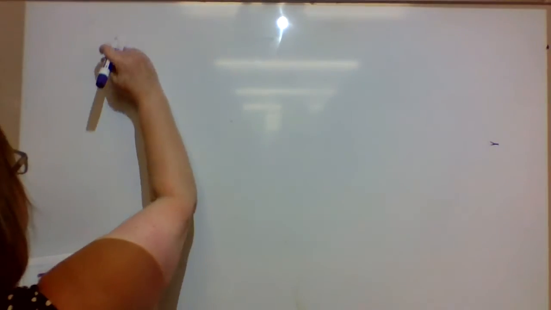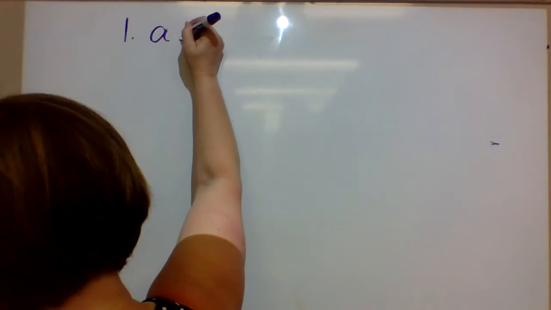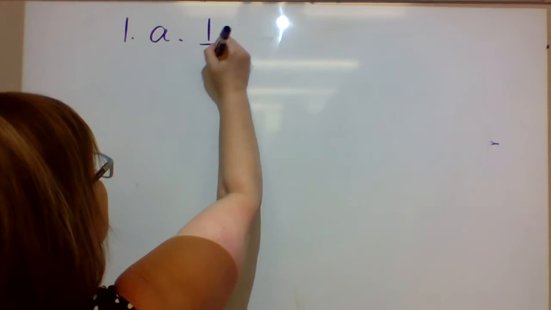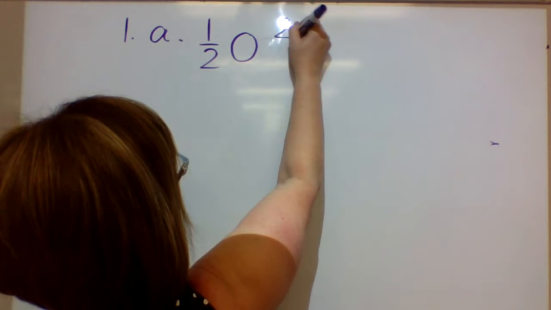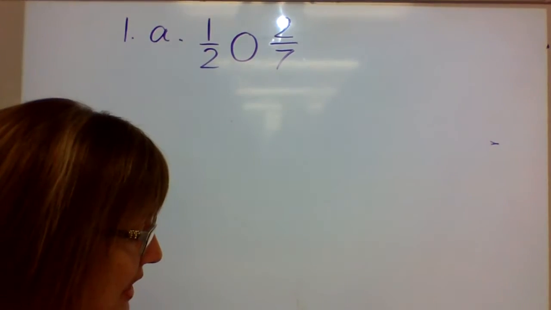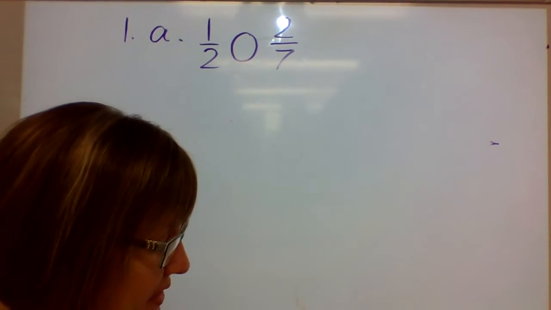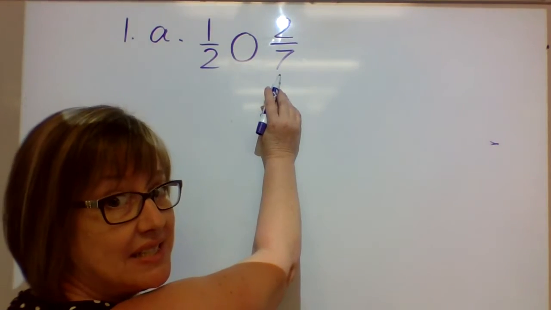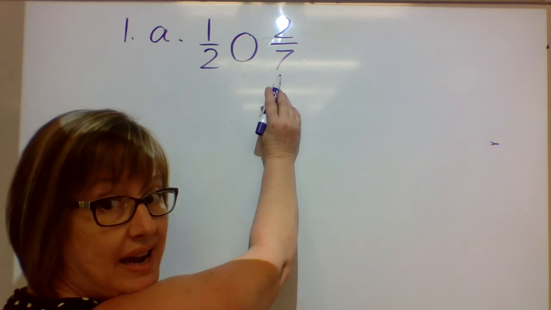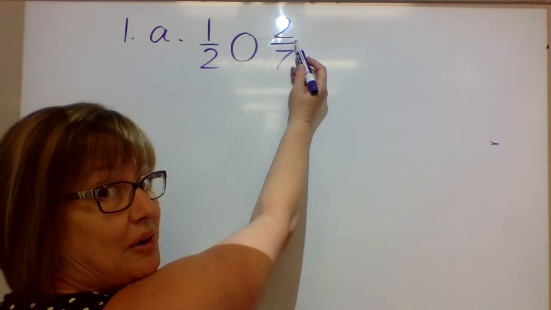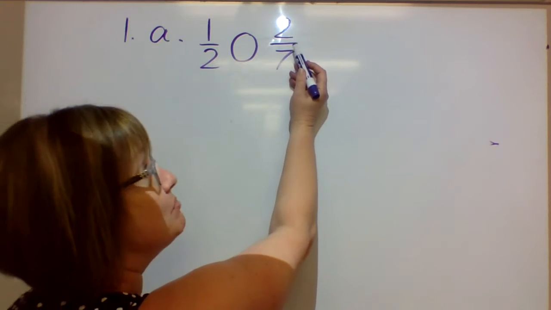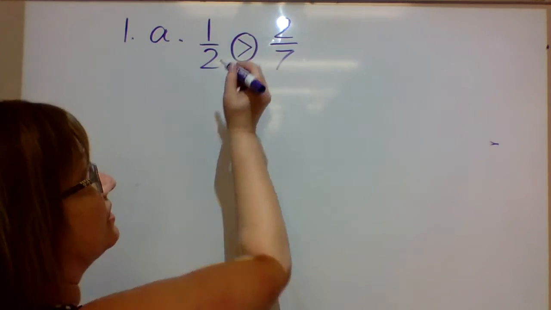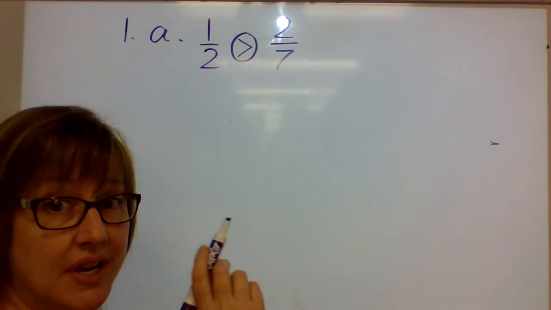Okay, so let's see what's on our page here. Section 1A says 1/2 and 2/7. They put a little circle there and you're supposed to write greater than or less than. Sometimes they'll say equal to also, but this time they don't. Okay, so in sevenths, what is half? We did this a second ago. Half of 7 is 3.5, right? So is 2 smaller or larger than 3.5? It's smaller, so that means half is bigger. 2/7 is smaller than half.